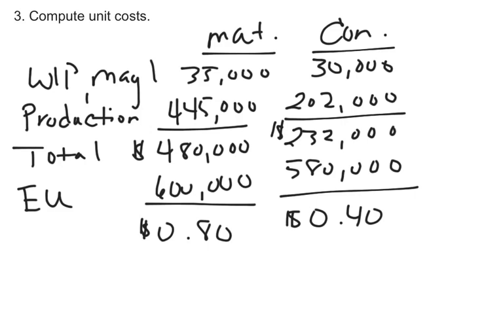That means that for materials, that $480,000 in total, we're going to split it up over the 600,000 equivalent units. And for the conversion, we're going to take all that 232 and divide it up over the 580,000 equivalent units. Not over the total units, but over equivalent. So we're going to spread that cost based on how it was used for the units.